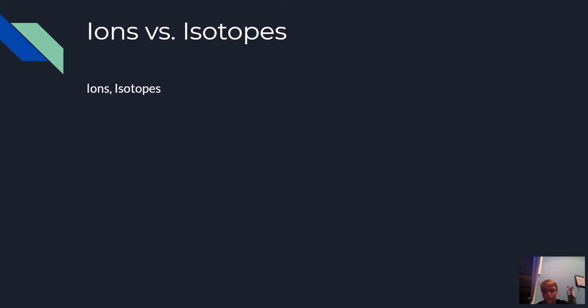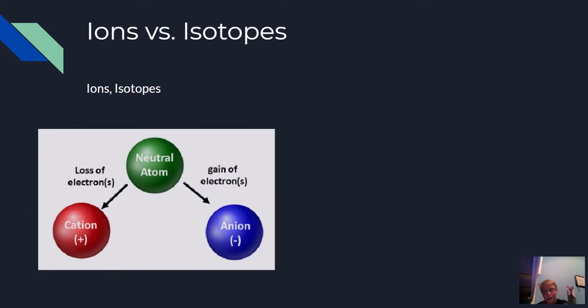Ions versus isotopes. An ion is an atom of the same element that has the same number of protons but a different number of electrons. More electrons means it's negative, fewer electrons means it's positive. If it gains an electron, the atom becomes overall negative, which would be an anion, in blue here, and if it loses an electron, it becomes positive, which is a cation, in red here.